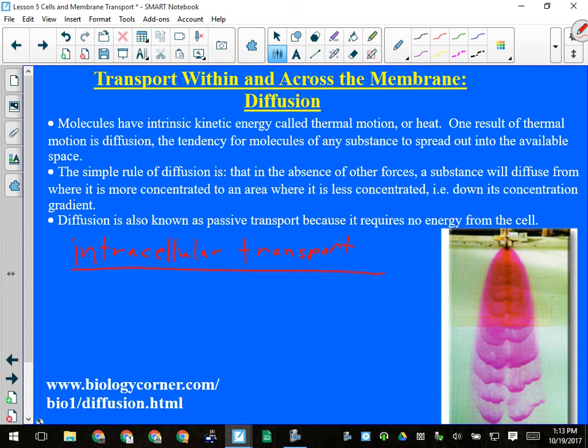All right, so the simple rule of diffusion is this. In the absence of any other forces, and that's important, there's no pump or current or something like that, a substance will diffuse from where it is more concentrated to where it is less concentrated. We call that down the concentration gradient. Essentially it's downhill. Anything that's free is only going to go downhill. It's not going to go uphill. It is passive, so it requires no energy from the cell.